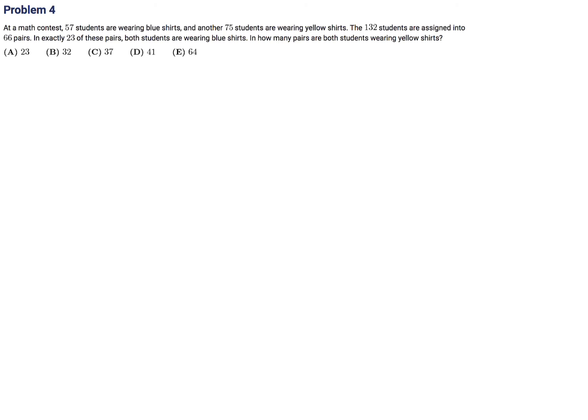At a math contest, 57 students are wearing blue shirts, 75 are wearing yellow shirts. 132 students are assigned into 66 pairs. In exactly 23 of these pairs, both students are wearing blue shirts. How many pairs are both students wearing yellow shirts? Well, we have 57 and 75. That's a total of 132. These 57 are wearing blue. These 75 are wearing yellow.